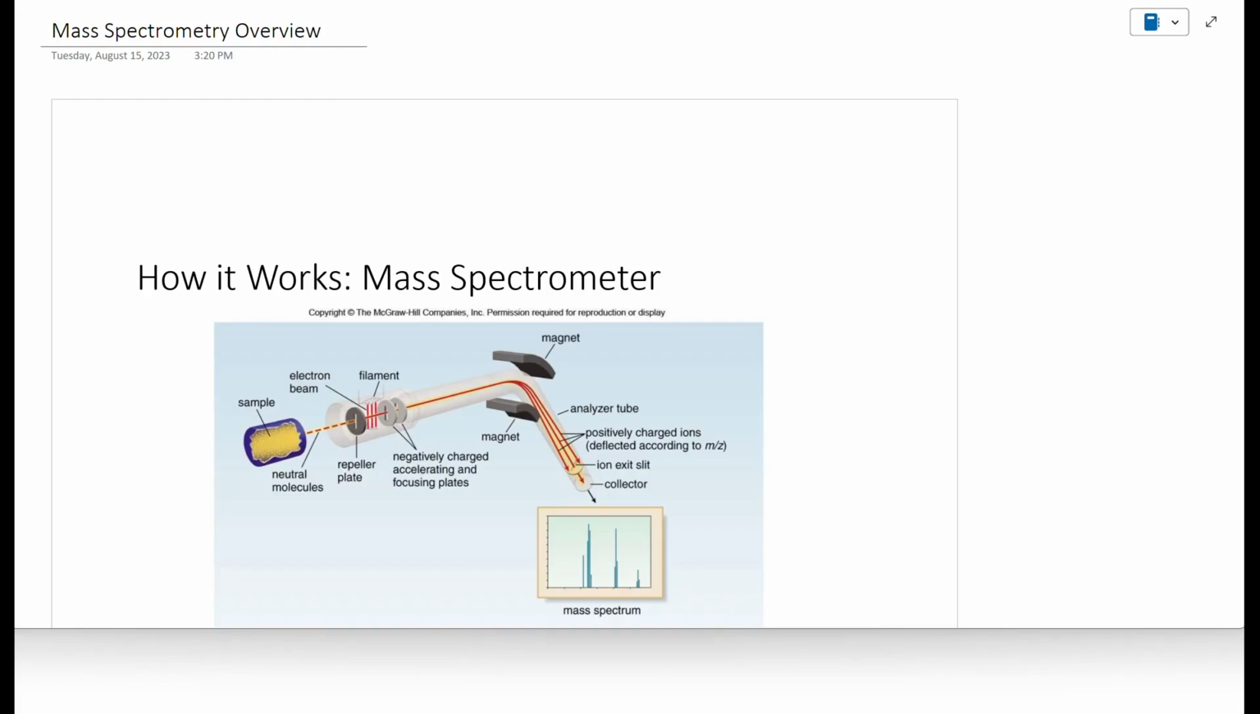In this video, we're going to have a brief overview of how mass spectrometry works so that when we come to class, we can figure out how to analyze mass spectra to actually get some information out of it. Before we can analyze a mass spectrum, though, we need to know how the instrument works and what we're even looking at. And so we're going to do that in this video here.